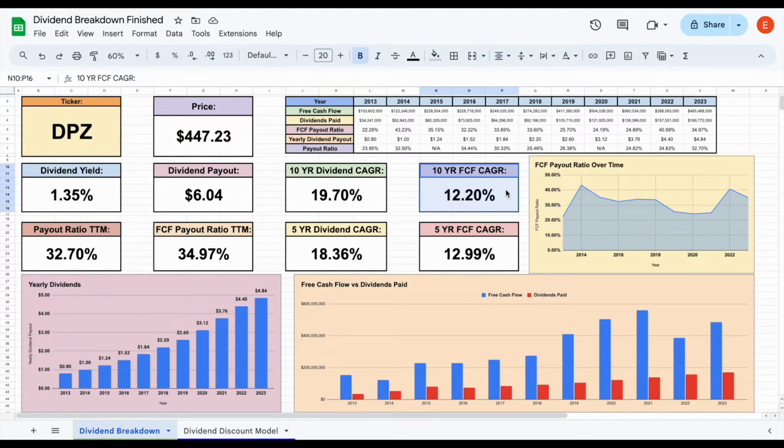Next are the 10-year free cash flow CAGR and the 5-year free cash flow CAGR. When I look at investment research platforms, this is something that I find very hard to find. Most research platforms don't show this, but this is definitely something that I personally want to see. And let me explain why.